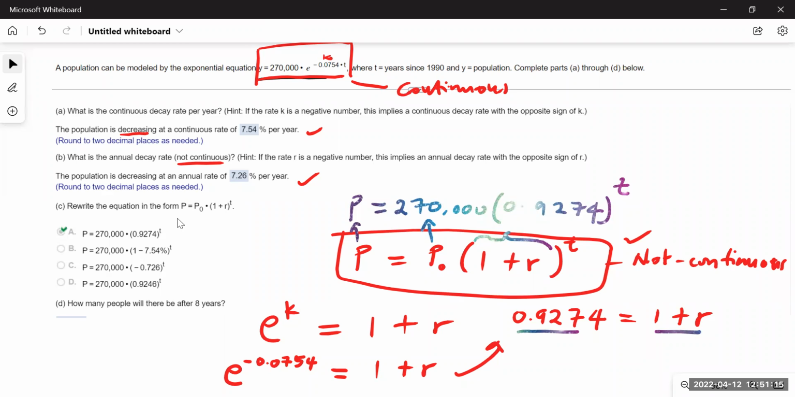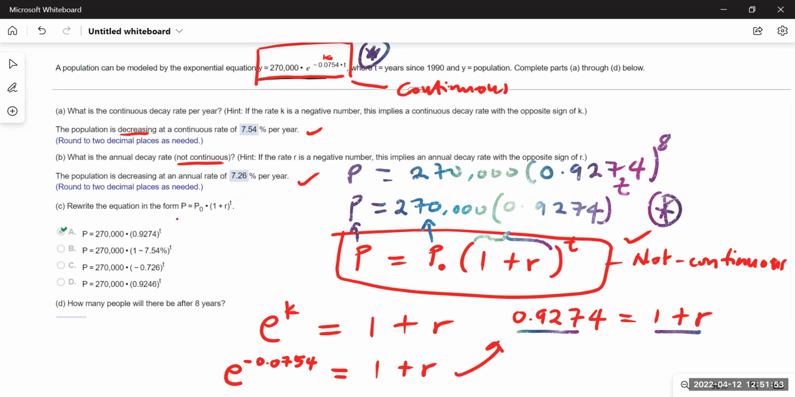Now let's go through the D part. The D part asks how many people will be there after 8 years. Let me state that whether you use the non-continuous equation or the continuous equation, either way, you are going to get the same answer. But let's use the non-continuous equation. So P is 270,000 times 0.9274, and this is exponent 8.